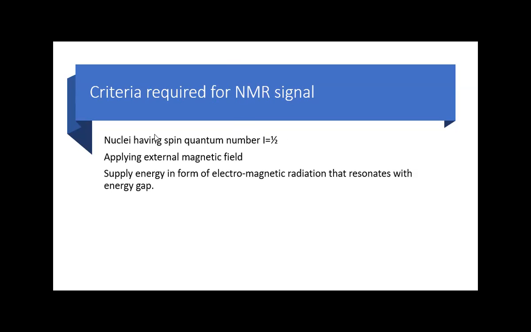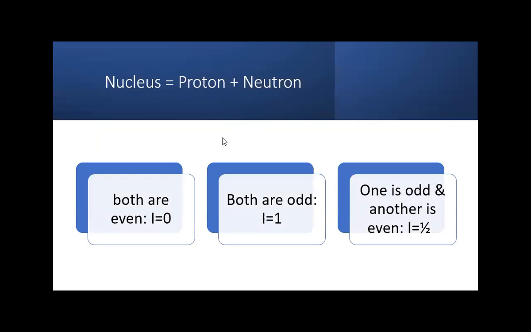So let's discuss the first criterion, that nuclei have a spin quantum number of half. The spin quantum number can be 0, 1, or half. I want to use the board. Can I switch the light?